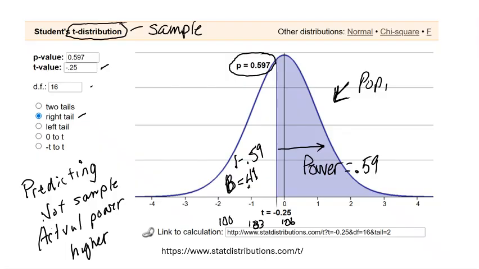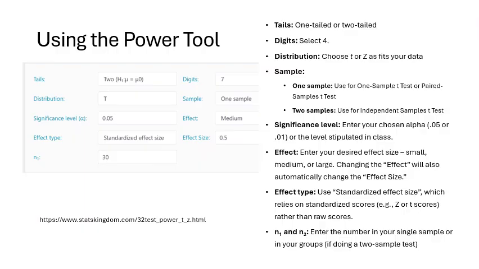So let's take a look at that next power calculator tool. This is the power tool that we've been using, and just so you can line up to it, I haven't yet put our relevant data in there, but just so you know how to do it, you would determine whether you're using one-tailed or two-tailed, and you can just keep with 4 digits if you want. We would choose T or Z as it fits our data.